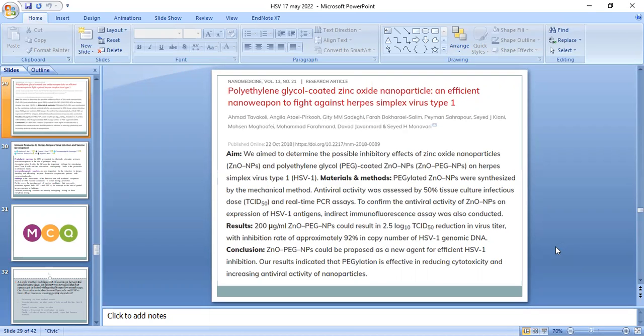The conclusion is that pegylated zinc oxide nanoparticles could be proposed as a new agent for efficient herpes simplex type 1 inhibition. Our results indicated that pegylation is effective in reducing the cytotoxicity and increasing antiviral activity of the nanoparticles.